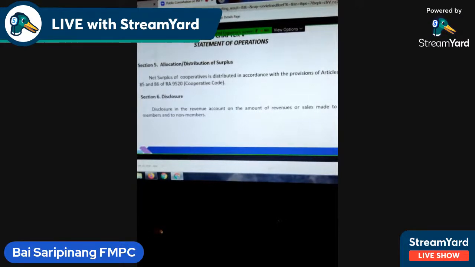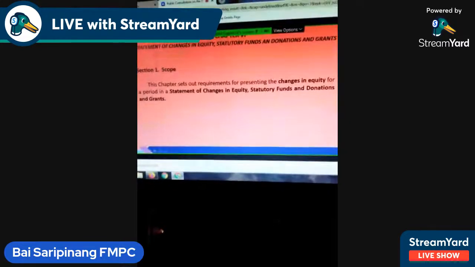Kanya, andito po sa section 6 on the disclosure, dun sa mga sales, no? Made to members and non-members, they should be disclosed, no, in the revenue account on the amount of revenues or sales made to members and non-members. Kahapon na natalakay ito ng medyo lengthy discussion. No? Kaya yan po ay ididagdag na natin as part of our amendment in this PFRF. There should be a disclosure of this one.